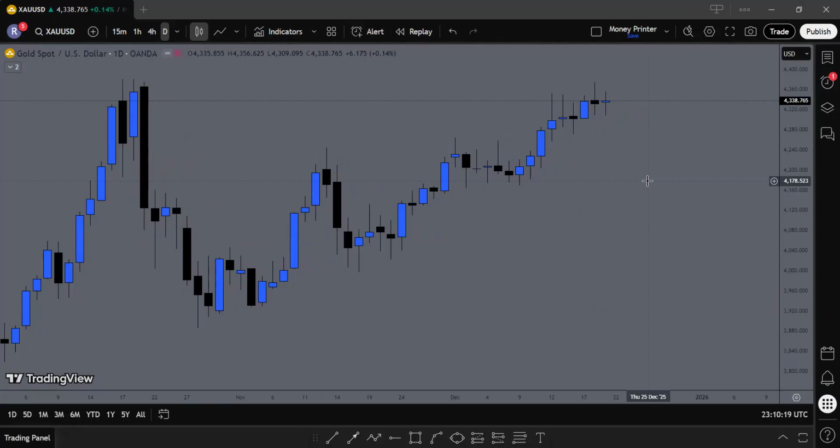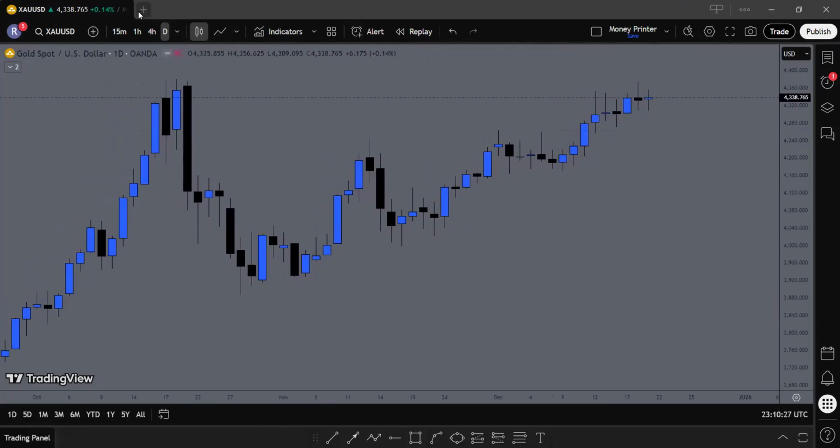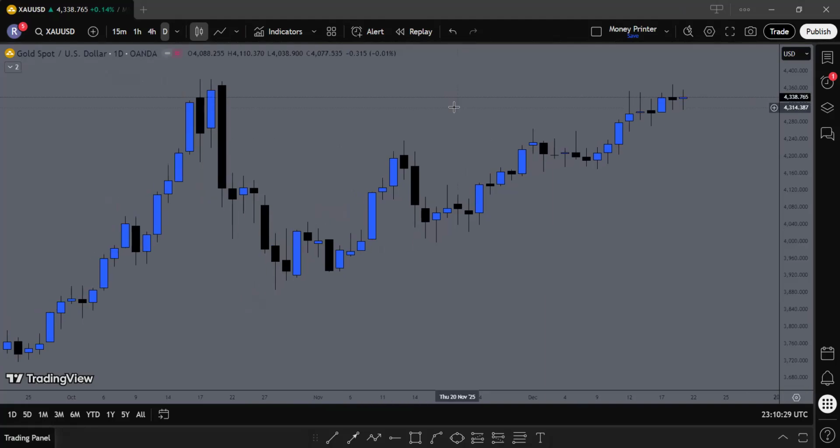So for me, when I start to analyze the market, what I normally do is a top-down analysis, as a lot of traders would do, typically to see exactly what the market is doing from a higher time frame down to a smaller time frame where you would take your trades.